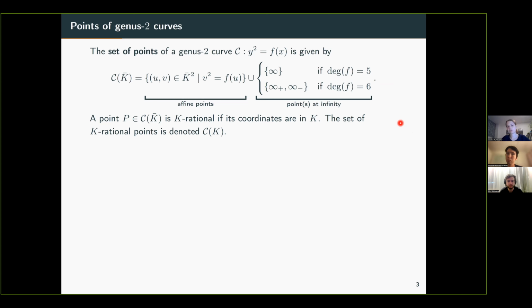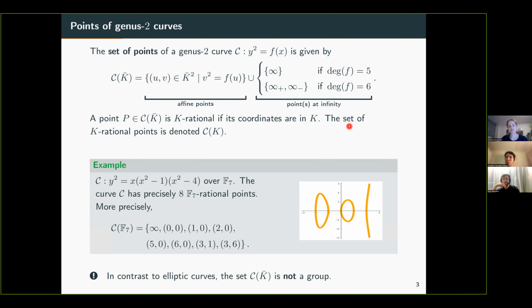Maybe it's important to note that in the degree 5 model, the point at infinity is always a k-rational point, but in the degree 6 case, the points at infinity might not be k-rational. That's not obvious from the description I just gave, but if one looks at the projective equation of the curve, one can see this.